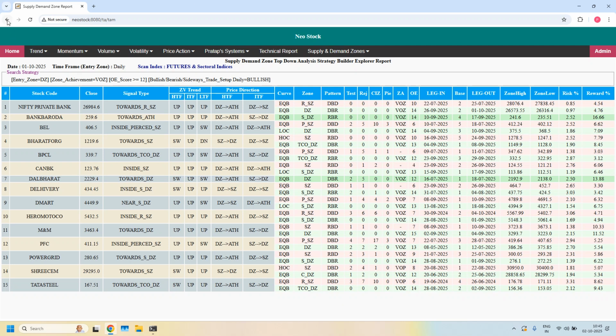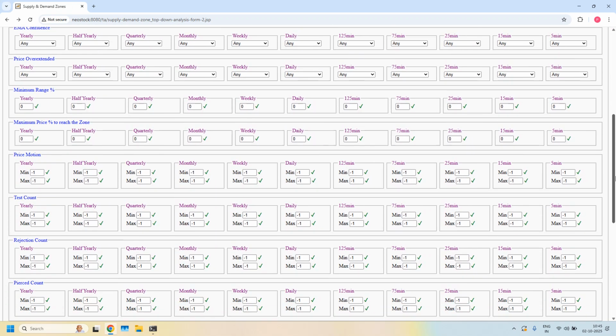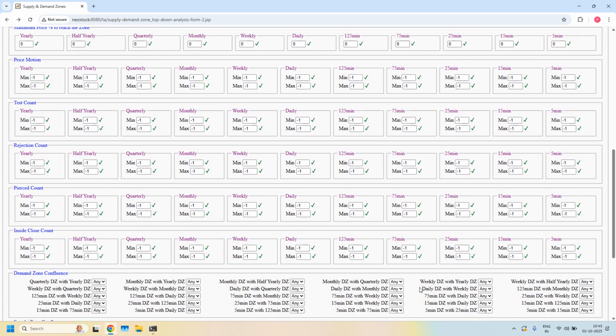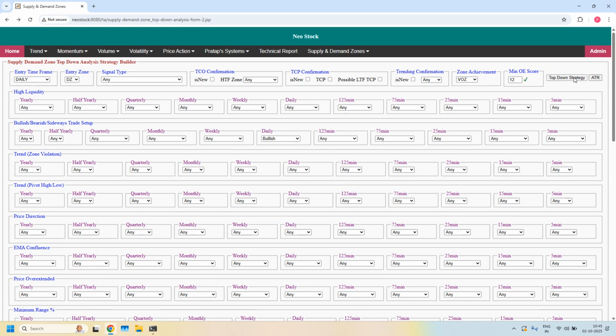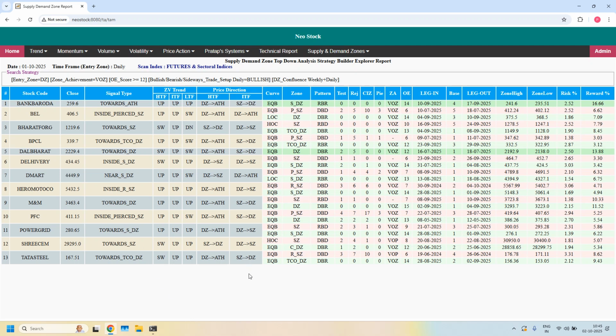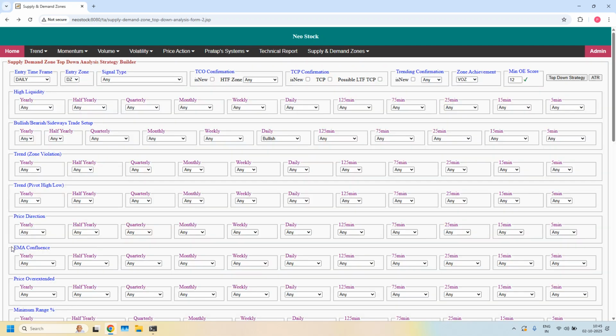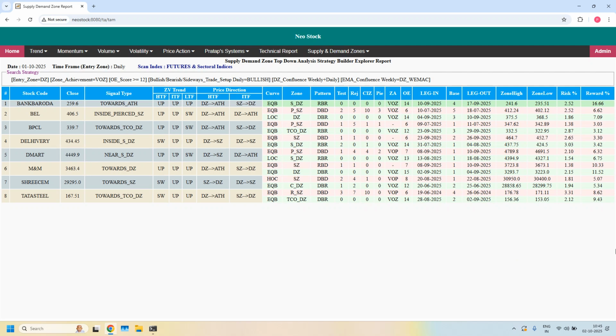So first strategy is LTF and ITF demand zone confluence. That is the daily and weekly demand zone confluence. Applying on the 15 stocks, we got all 13 stocks. In all 13, all these daily demand zones are overlapped with weekly demand zone. And weekly trend, that is ITF trend, is uptrend in all the stocks, so we can further filter based on weekly demand zone having weekly EMA confluence. So we got 8 stocks.